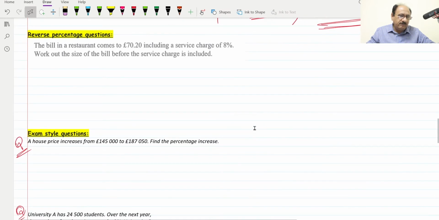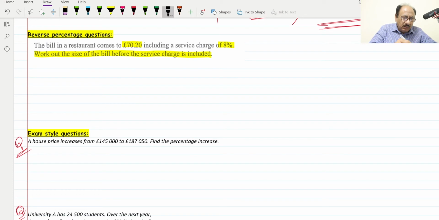Now the very important section is reverse percentage questions. In the exam they give questions in which they do not give the original amount and you have to calculate it. Like this question: the bill in a restaurant comes to 70.20 pounds including a service charge of 8%. Work out the size of the bill before the service charge is included. So basically we have to calculate the original amount.